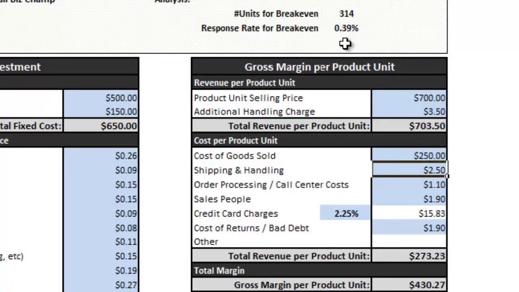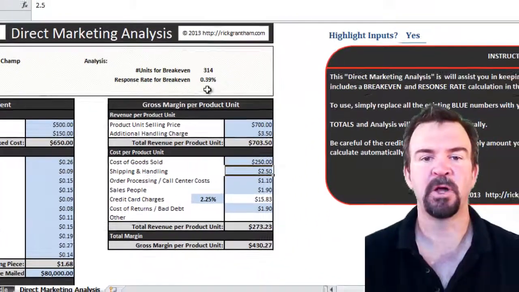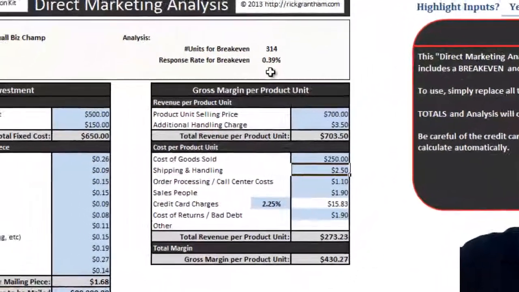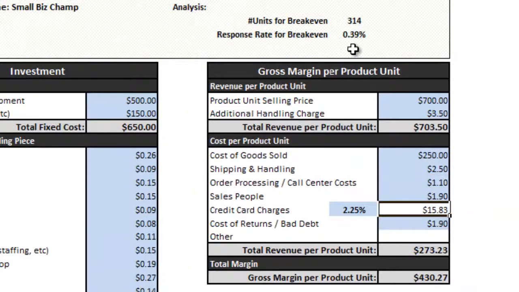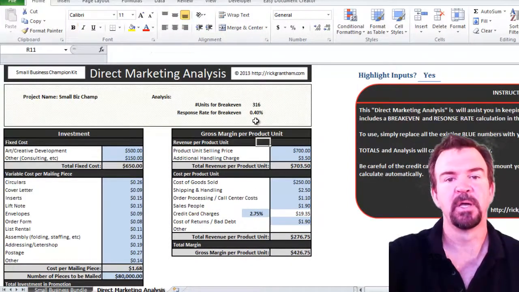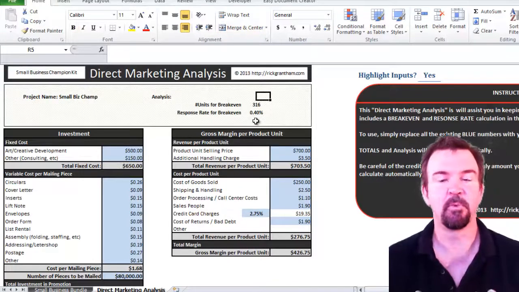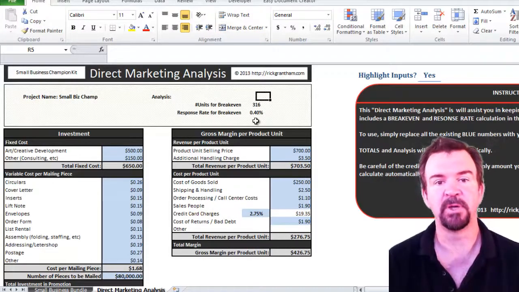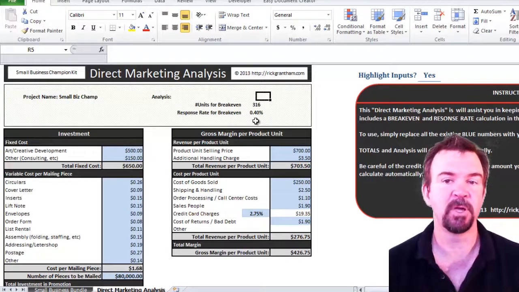And now you have what is your cost per product unit? So your cost per product unit, cost of goods sold, shipping and handling, etc. You'll notice here for credit card charges will calculate automatically for you, but you do need to put in what the credit card rate is, which is why the blue is over on the left-hand side a little bit. So maybe it isn't 2.25 for you, maybe that's 2.75. You enter that and everything would update for you. So with this, up at the very top, what you'll see is based on your own input, you would have the number of units that you would need to break even based on this mailing, and what your response rate would need to be for break even.